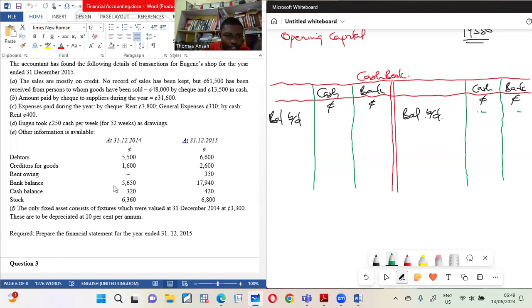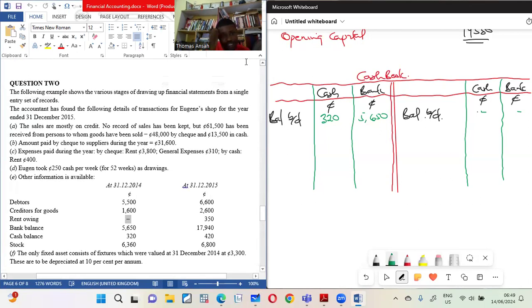So how much do we have? The cash is 320, and the bank is how much? The bank that I have here is 5,650. So that is what I have. So these are my balances. All right, so please take note of that. These are your balances. Then you look at some of the things that happen, the payments and the receipts during the year. But right there, you also see your closing balances. They are here. So let's go to the events that happened within the year 2015 and see.